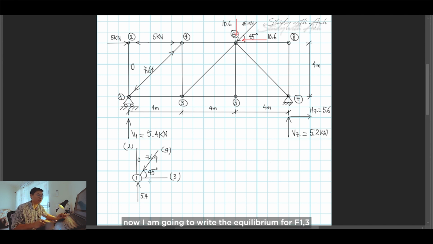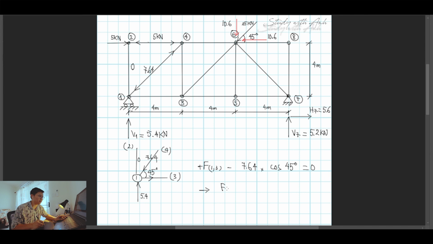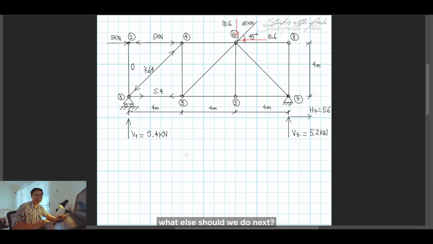Okay. So now I'm going to write an equilibrium condition for F13. I am assuming that member 13 is under tension, so it goes this way. So I'm going to have F13 minus 7.64 multiplied by cos of 45 degrees equals 0, and then F13 equals 5.4. Okay, now what else should we do next?